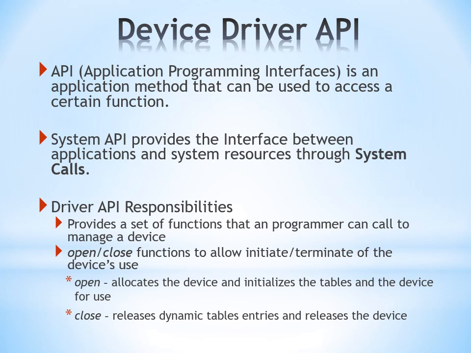Okay, so what is usually an API? API is Application Programming Interface, and it is an application method. Actually, it's a code, which is an application method, which can be used to access certain functions of your devices through the application's interface. So the system API provides the interface between the applications and the system resources through the system call.